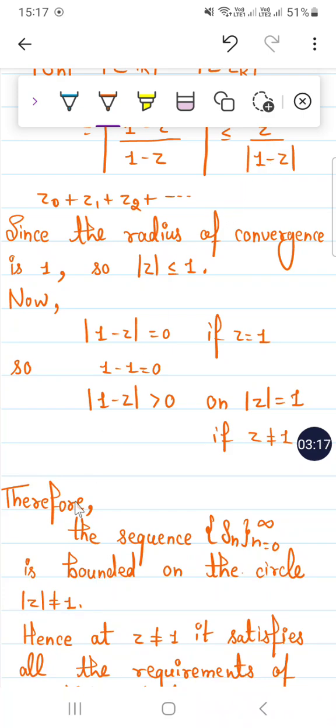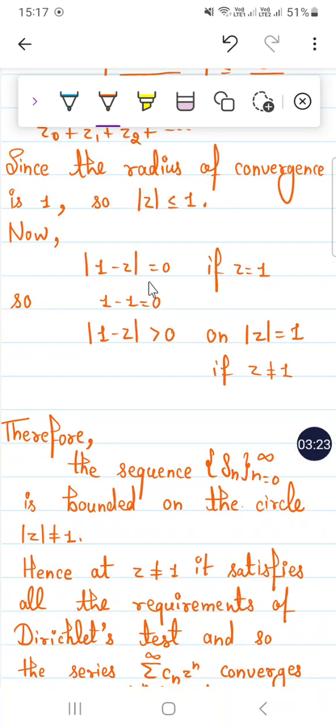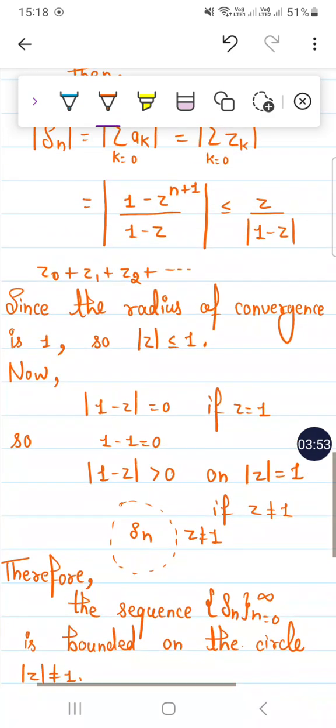Therefore the sequence mod of Sn is bounded on the circle where z is not equal to 1. When z equals 1, the denominator becomes 0, so this Sn is not defined. Sn is not defined at z equals 1, right?